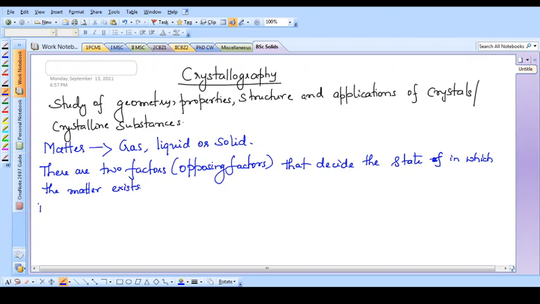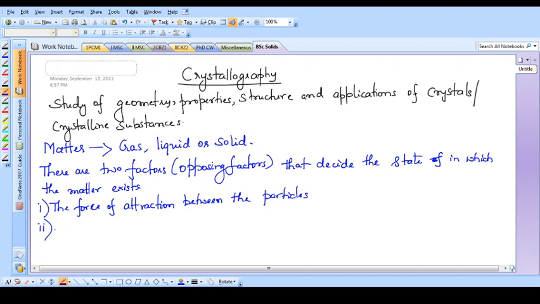What are those two factors? One is the force of attraction between the particles. Particles can be atoms or molecules or ions. Let us discuss different types of solids later. Depending on the particle that is present in the solid, you can classify solids into different types. Let us simply call them particles for now. So the force of attraction between the particles.